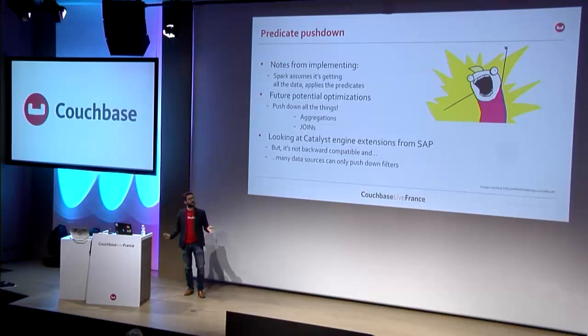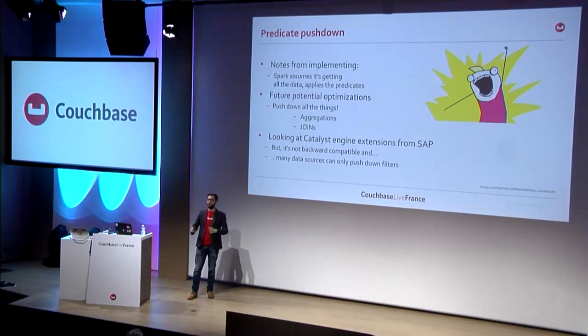There are more things that we can do. So this is push down all the things, this whimsical character wants all the things, and we want to push down aggregations to Couchbase using the MapReduce views, push down joins to Couchbase using our join syntax in our query engine. We're also looking at ways that we can optimize things, extending the Catalyst engine that powers Spark SQL.